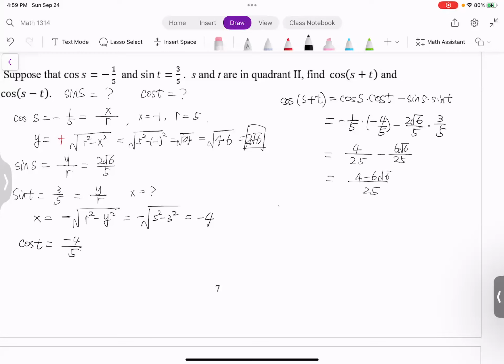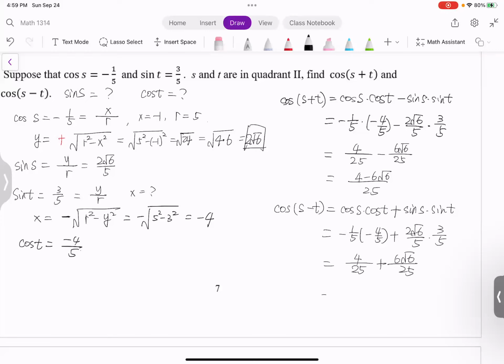Okay, and what is cosine S minus T? This is cosine S times cosine T plus sine S times sine T. We have -1/5 times -4/5 plus 2 square root of 6 over 5 times 3/5. This is 4/25 plus 6 square root of 6 over 25. This is 4 plus 6 square root of 6 over 25.